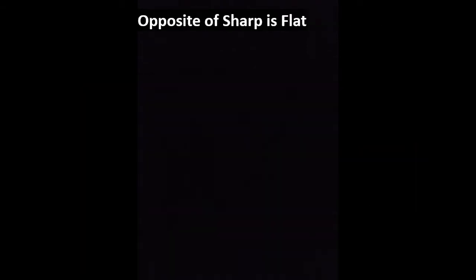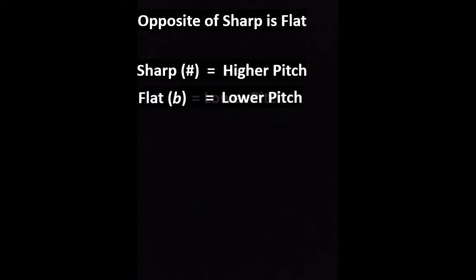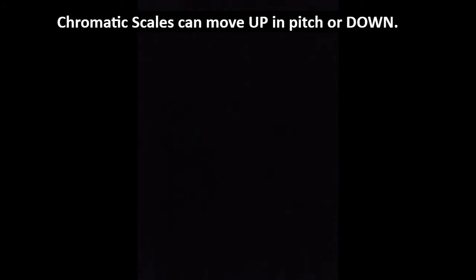The opposite of sharp is flat. Sharp is one note or fret higher in pitch, and flat is one note or fret lower in pitch. A chromatic scale can move up in pitch or down in pitch.